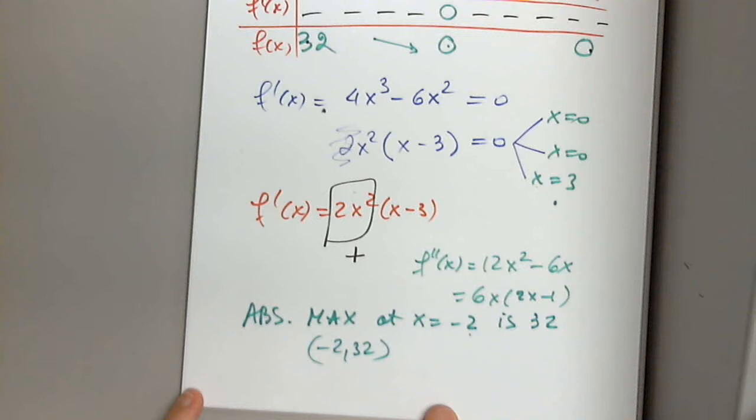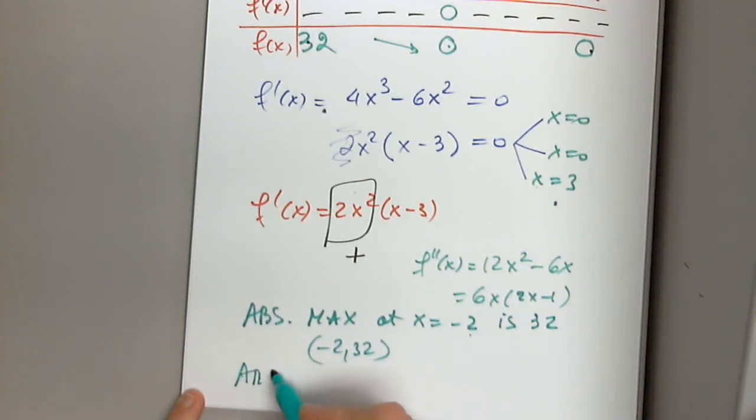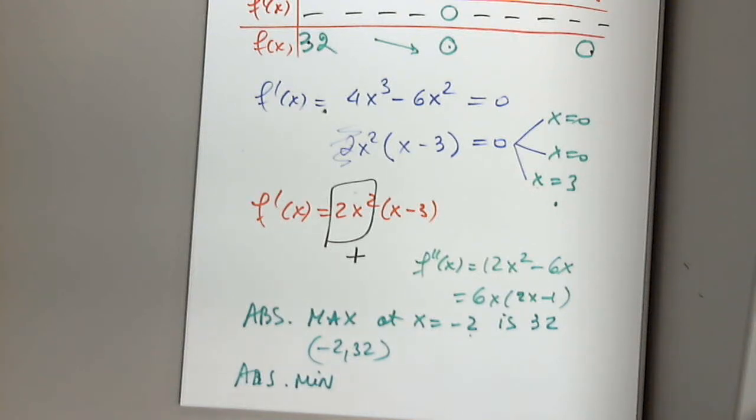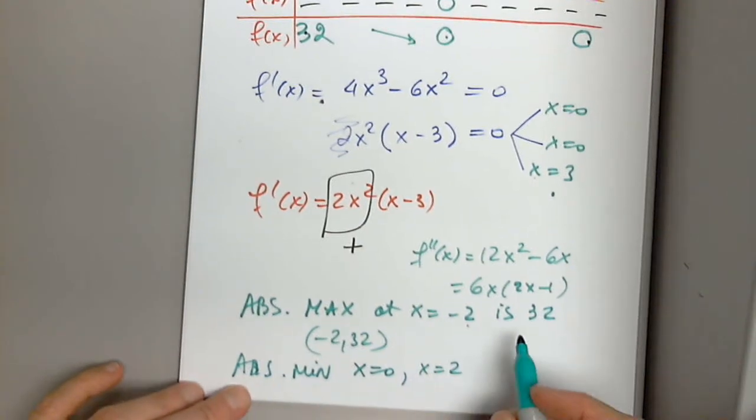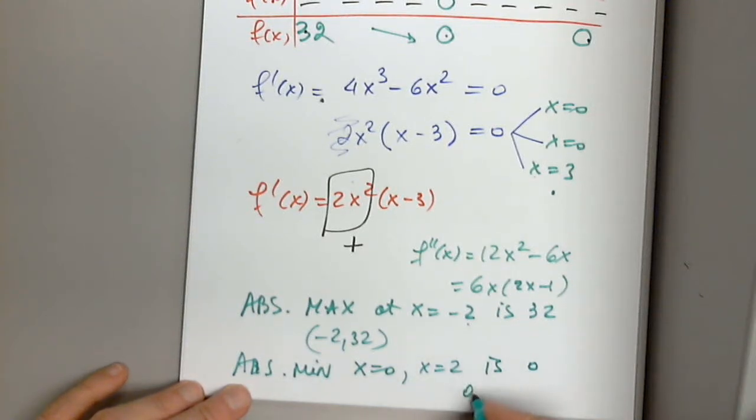It happens that there are 2 absolute min. Say it again. 0 and 2. Yes. So at x equals 0 and x equals 2, and that absolute min is 0. So 0 comma 0 and 2 comma 0.